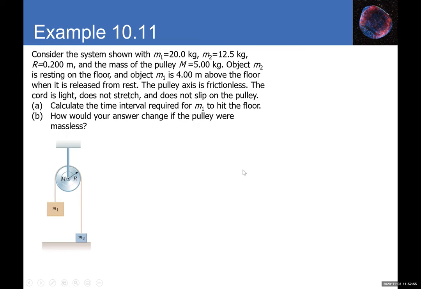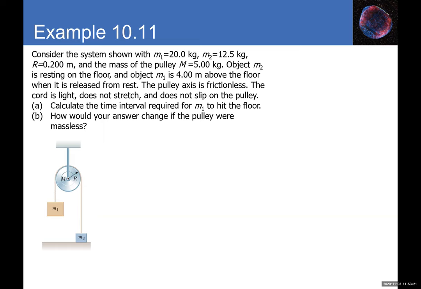We looked at this before, which is the Atwood machine. And now there's a big difference because we're going to consider the system that's shown, where I have a mass one of 20 kilograms, mass two is 12.5 kilograms. Then there's a pulley that has a radius of 0.2 meters and has a mass of 5 kilograms.